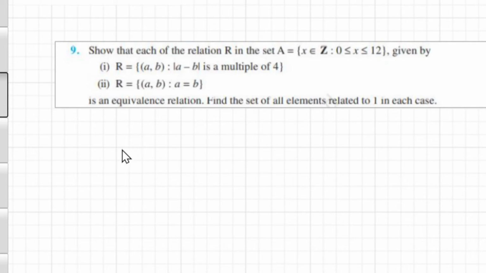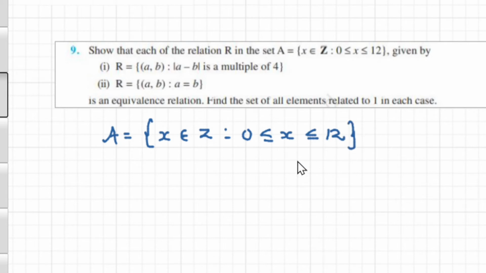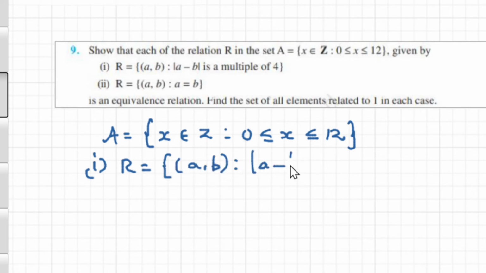Here in the ninth sum, A is a set in which x belongs to the integers such that x lies between 0 and 12. So 0 less than or equal to x less than or equal to 12. The relation is (A, B) as an ordered pair such that modulus of A minus B is a multiple of 4. Whatever we are considering, the difference of that must be a multiple of 4.